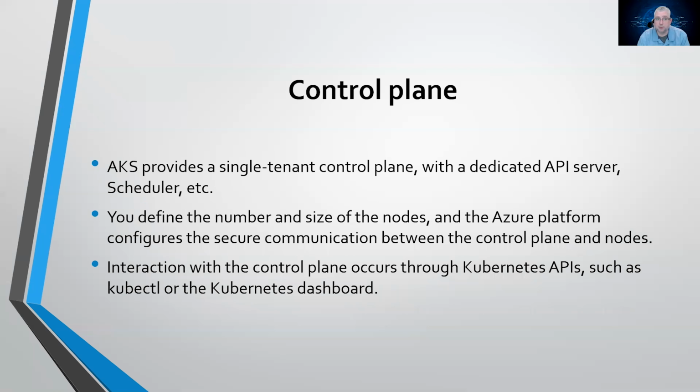Now, AKS provides that single tenant control plane with the dedicated components on it that we just talked about. You can define the number and the size of nodes, which you're going to need to do. That goes back to the immense amount of planning you need to do when you're doing this. Because for your workload, you need to know what kind of resources are available, and you have to set a large enough node that has enough resources to support the number of pods. Okay.